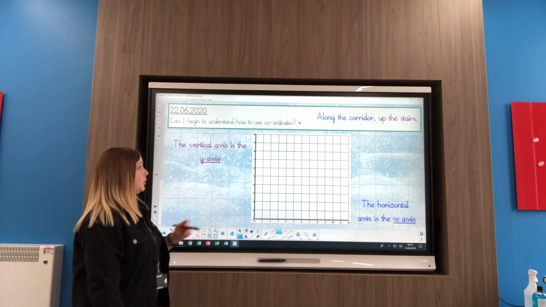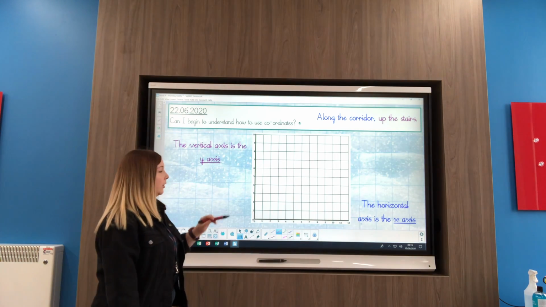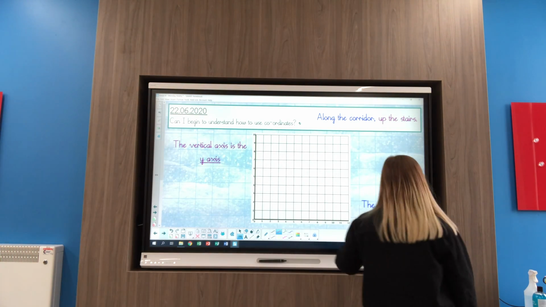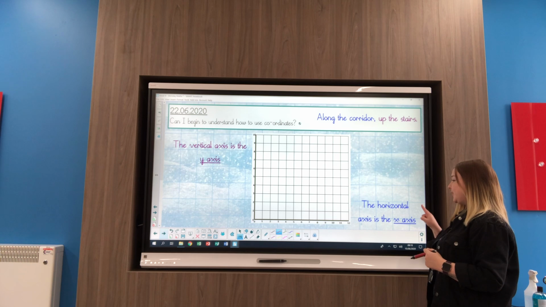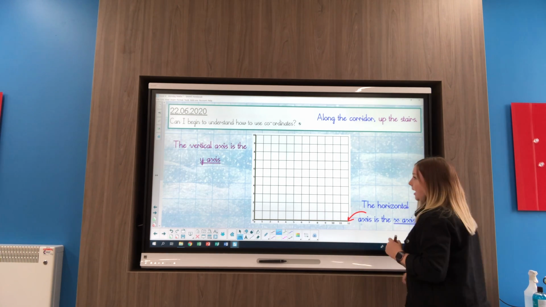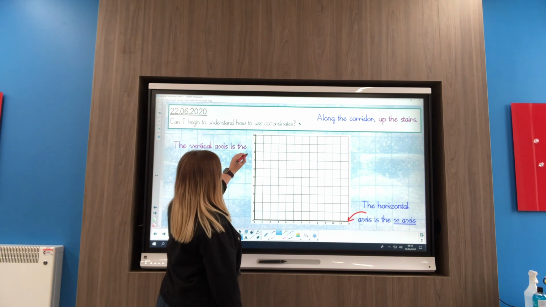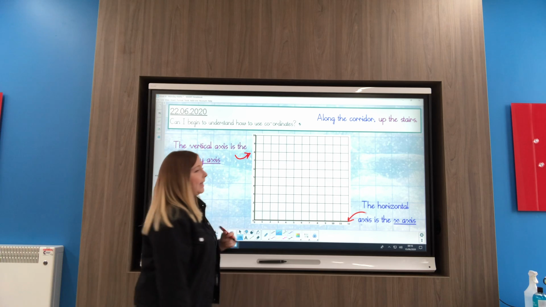The first thing we need to know is what these are called. These lines that have our numbers on. So the one that goes across, the horizontal axis, is called the x-axis. So that's that part there. And the vertical axis, the one that goes up into the air, is called the y-axis.